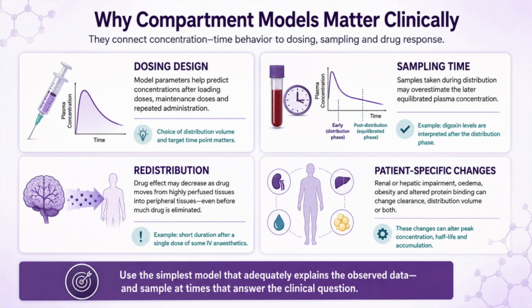Finally, patient characteristics can alter model parameters. Renal or hepatic impairment may reduce clearance. Edema, obesity, or altered protein binding may affect apparent distribution volume. These changes can influence peak concentration, half-life, and accumulation. The goal is not to choose the most complicated model; it is to choose the simplest model that adequately explains the observation and answers the clinical questions.